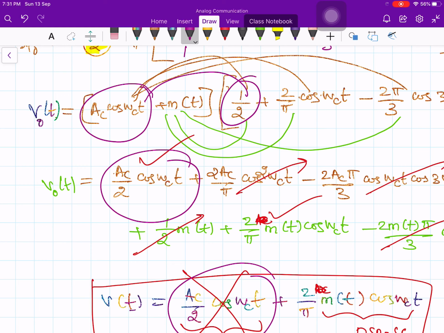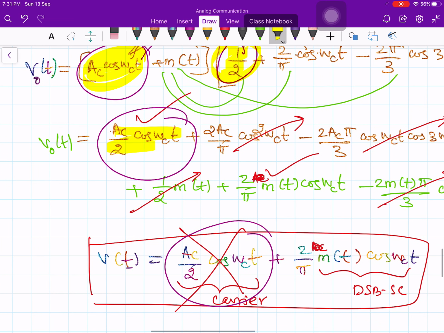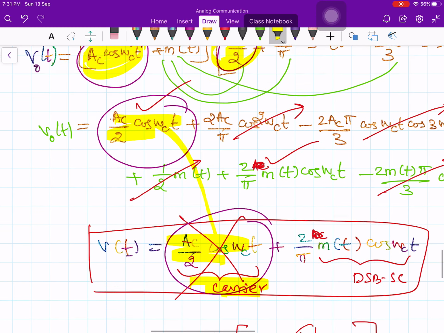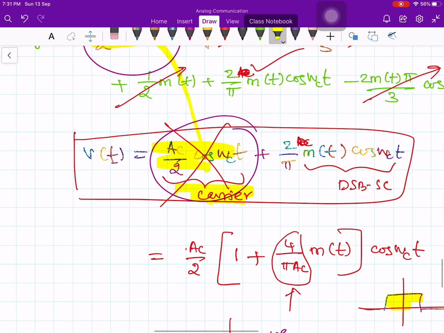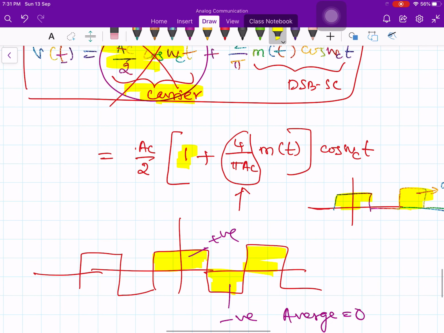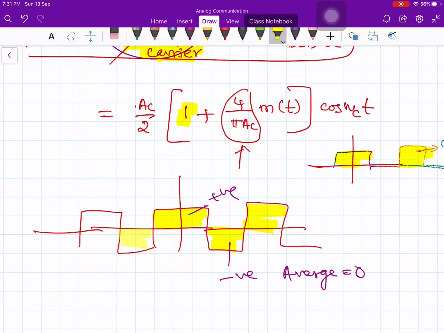If that 1 by 2 is not there, then we can get only the DSB-SC signal. Because of this 1 by 2, this cos omega c is multiplied and that is coming here, and this cos omega ct is applied here, therefore you are getting the carrier. So because of that the 1 is appearing here. If I don't want the carrier, then what shall I do? I will create a square waveform like this, so that the positive area will be cancelled by the negative area, therefore the average value will be 0.